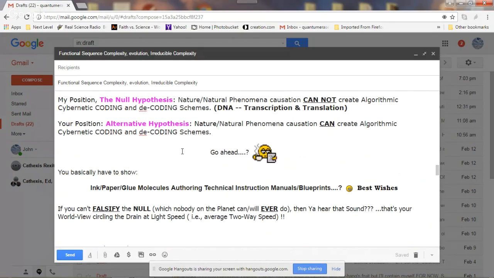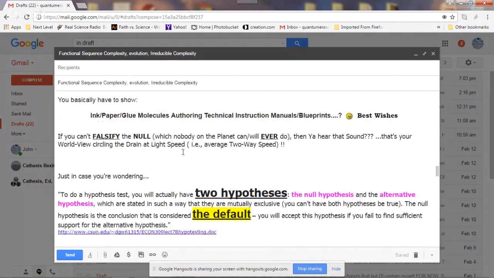This is what you're going to have to do. You're going to basically have to show ink, paper, and glue molecules authoring technical instruction manuals and blueprints. So best wishes. If you can't falsify the null, which nobody on this planet can or will ever do, then you hear that sound? That's your worldview circling the drain at light speed. And as we already went over, that's the average two-way speed.